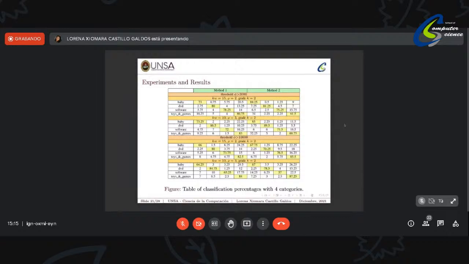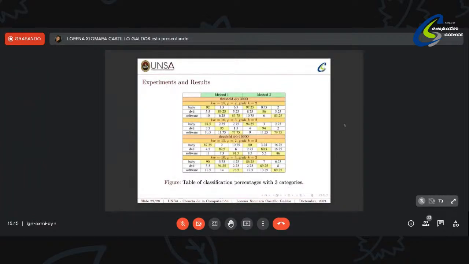Here in the experimental results, we have the table of classification percentages with 4 categories. As we can see here, the categories are baby, DVD, software, toys, and games. And the results shown here are with method 1 and method 2, using a threshold phi of 3,000, 10,000, and different parameters such as keywords 15, rho 2, and degree K2. As you can see here, we have a high percentage of correctly classified documents in the diagonals of the table, and also this table shows the error percentage of misclassified documents in the other cells.